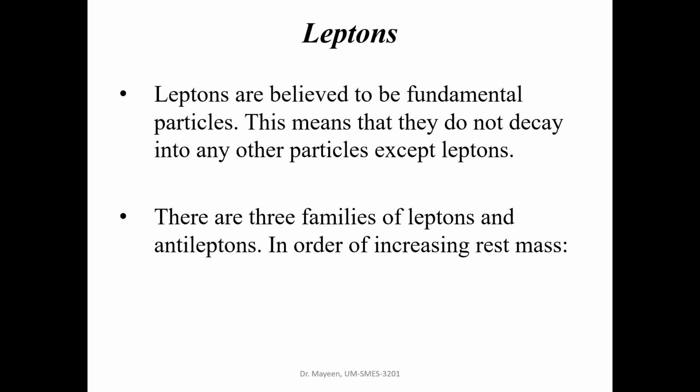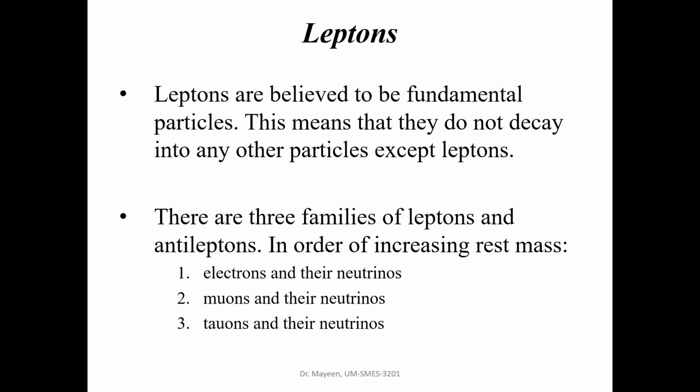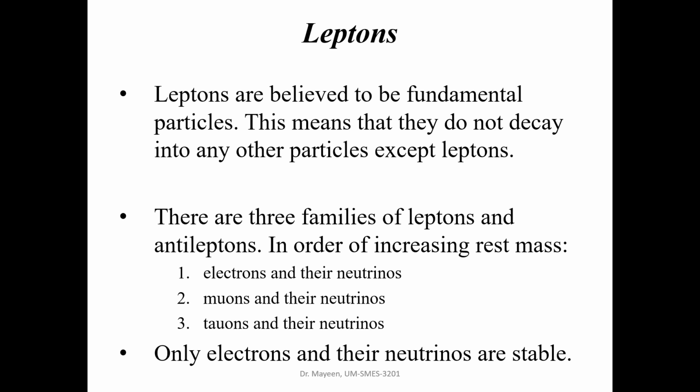There are three families of the leptons and anti-leptons, with increasing rest mass. In the first category of the leptons we have electrons and their neutrinos. In the second category we have muons and their neutrinos, and in the third category we have tauons and their neutrinos. These are the three well-known families of the leptons and their antileptons. Only electrons and their neutrinos are stable. This is the well-known fact about the leptons. Only electrons and their neutrinos are stable particles in these categories.